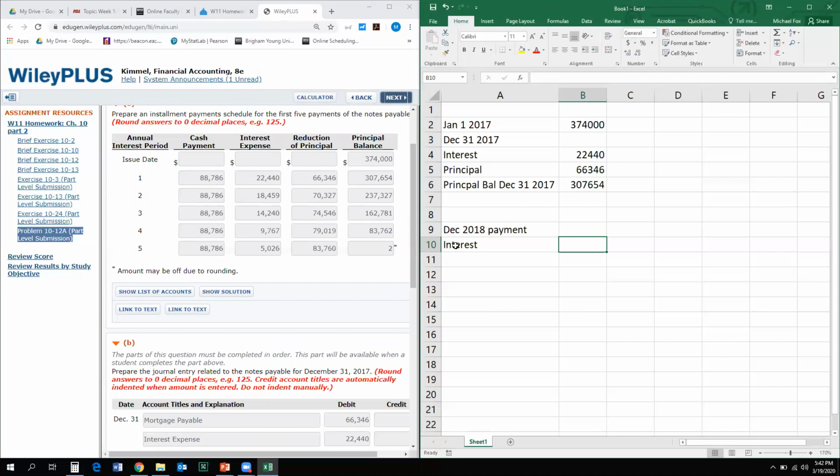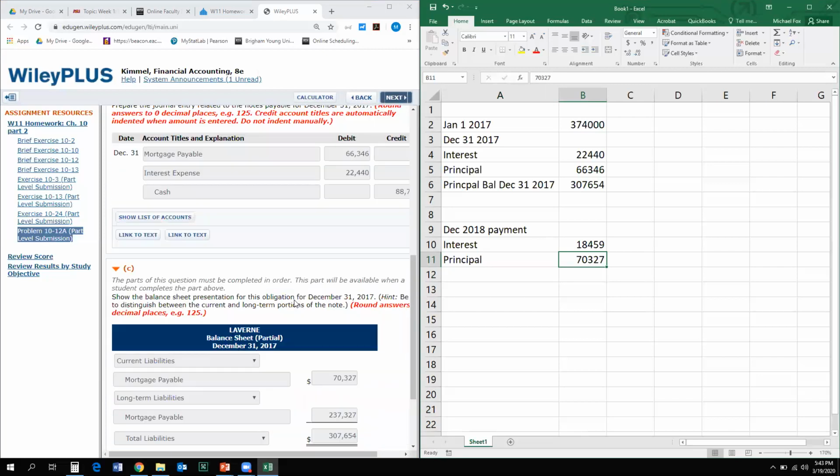So my interest in that will be 18,459, which I could figure out if I needed to, again, just by taking the amount I owe times 6%. And then the principal amount of that payment is going to be 70,327. This amount, 70,327, is the short-term portion of this note payable. Right? This is the amount that I'm going to have to pay in the next year on the note payable.